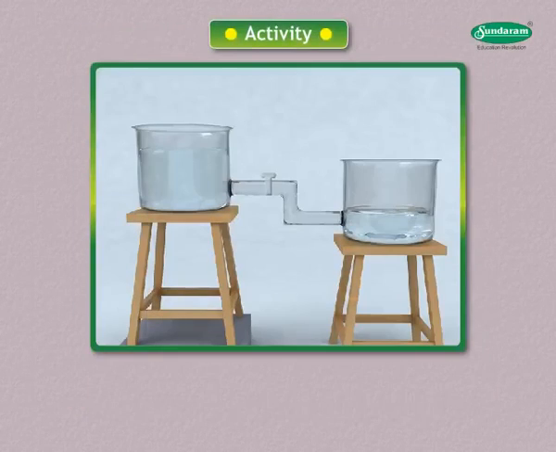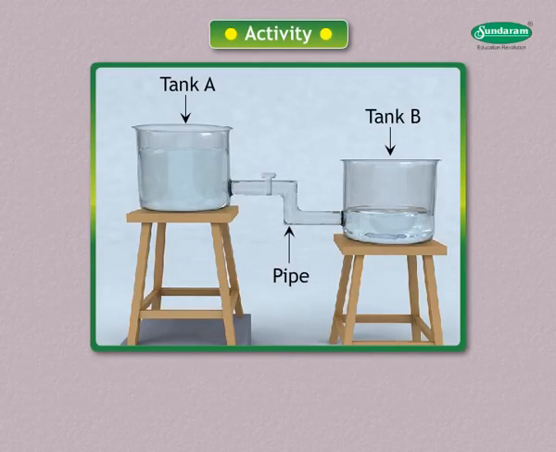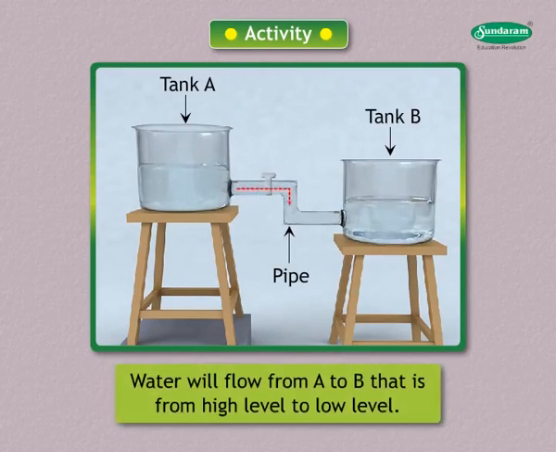Keep the water tank A at a higher level and the other water tank B at a lower level. Join a pipe from tank A to tank B as shown in the figure. Observe the direction of the flow of water. Water will flow from A to B, that is, from high level to low level.